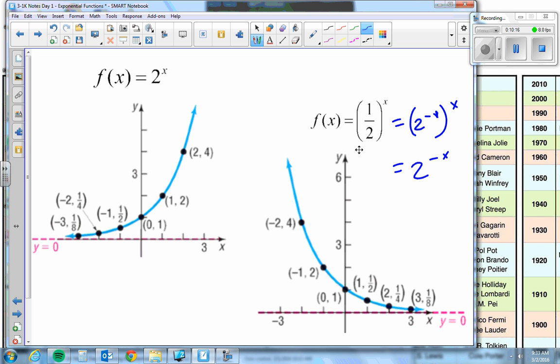Just graph 1/2 to the power of x and say, okay, 1/2 to the power of 0 is 1, 1/2 to the power of 1 is 1/2, and 1/2 to the power of negative 1 is the reciprocal, which is 2. And just get those y values directly. Or think of this as your parent function that got flipped over horizontally. Okay?